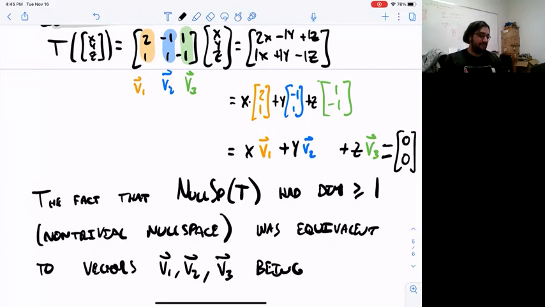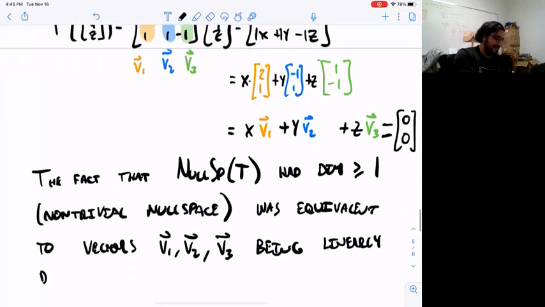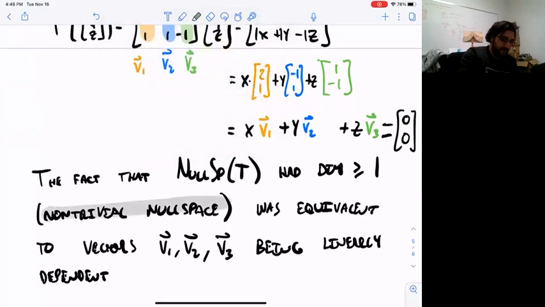If you add that up, you get 0, 0. So what's that property? Very good. Yes, that's what I thought you said. Linearly dependent, exactly, right? So that's totally equivalent to being linearly dependent. So having a non-trivial null space and the column vectors being linearly dependent, those are equivalent conditions.